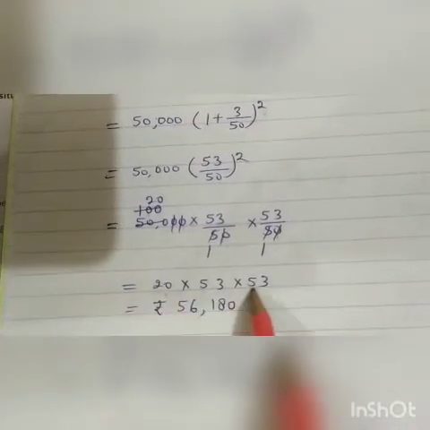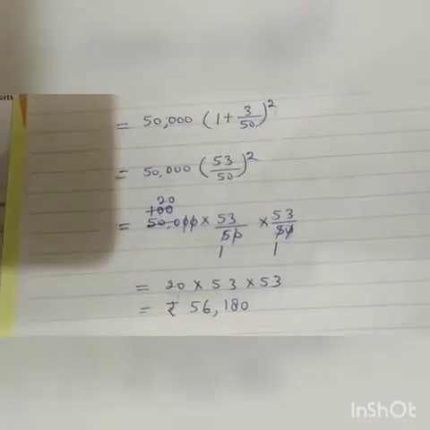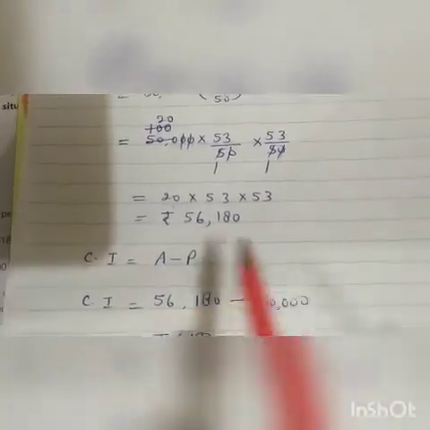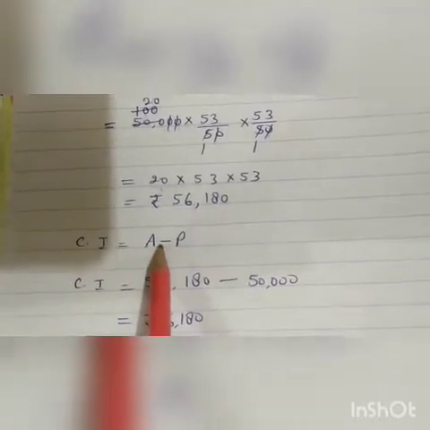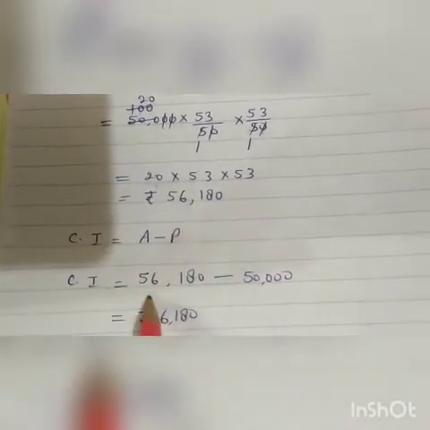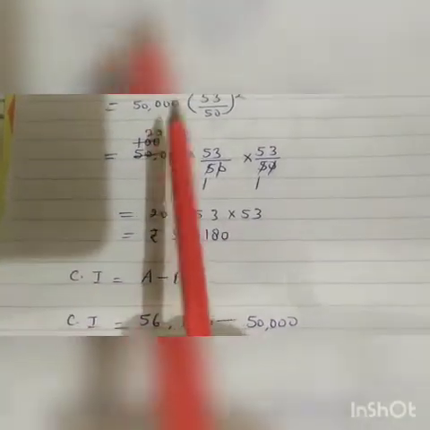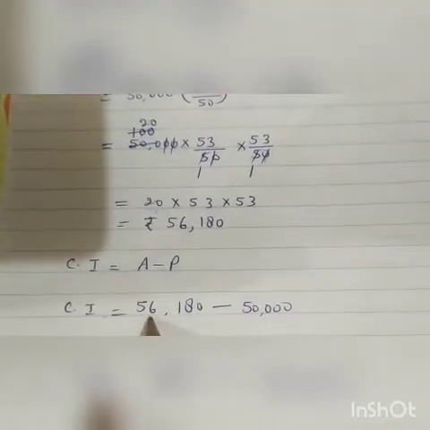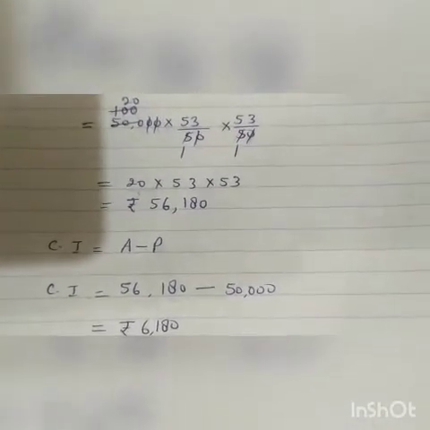When we multiply these three numbers, we get 56,180. This is the amount. We have to find compound interest. Compound interest is equal to A minus P. Amount is 56,180 minus principal 50,000. Then we will get 6,180 as compound interest.